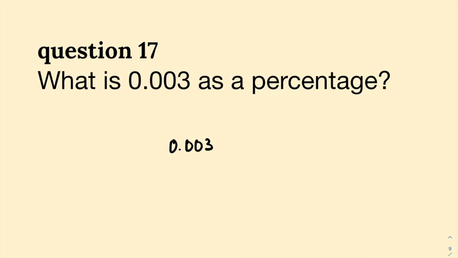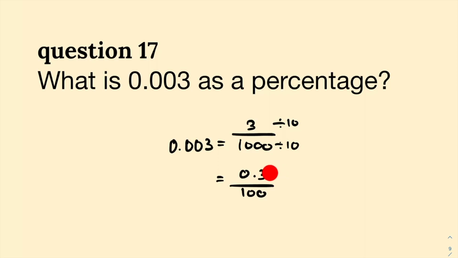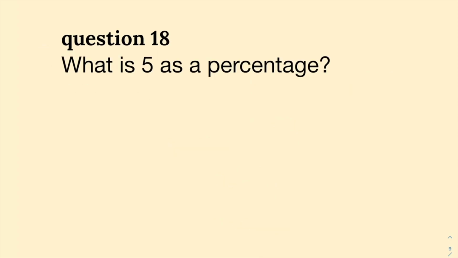What is 0.003 as a percentage? Well, let's take that decimal and write it as a fraction, 3 over 1,000. Why? Because we've got 3 decimal places, which means we have 3 zeros here. Well, we want our denominator to be 100, so let's divide by 10, top and bottom, giving us 0.3 out of 100. So let's take whatever this number is, 0.3, and write it as a percentage, 0.3%. Well, you're used to seeing fractions and decimals written as percentages.